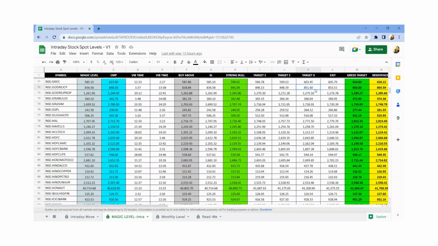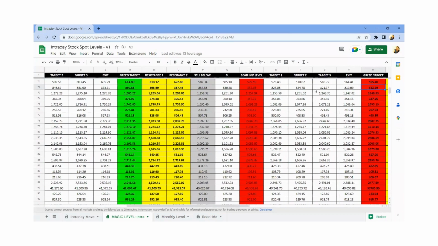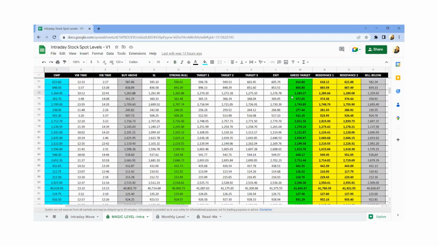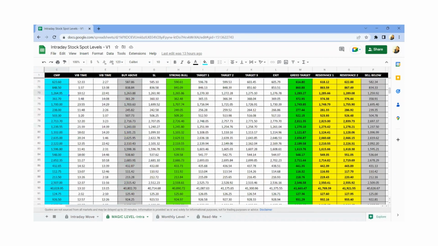If you are doing positional in any stock, and along with that you want to do intraday in the same stock or any other stock, you have all the levels that are given out here along with the targets, the resistances, the greed levels. This is completely intraday. So this facility of trading on all the FNO stocks and index on an intraday basis is also available for you in the same stock sheet subscription. So along with the monthly levels, you also have the intraday levels for all stocks and indices on FNO.